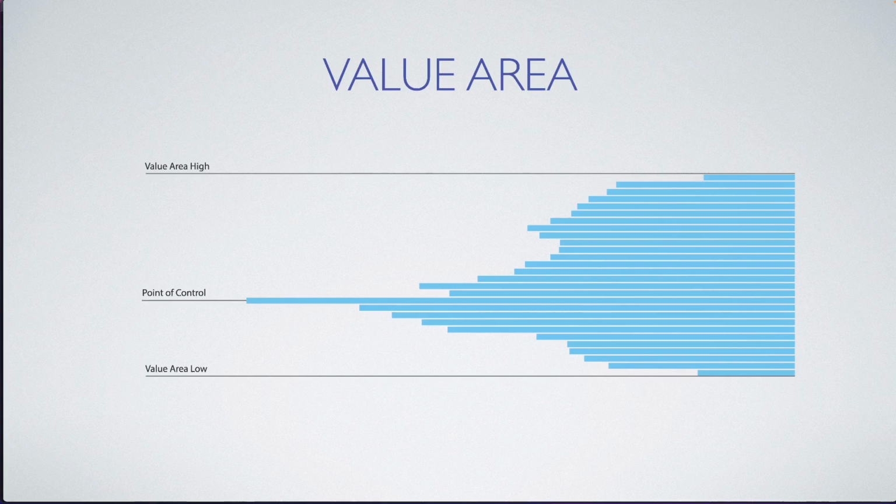Right? And so within that node, we have our value area high and our value area low. Value area high is our resistance if we're trading within this pattern or within this node. Value area low is support. And then our point of control is where most of the people are within that pattern.